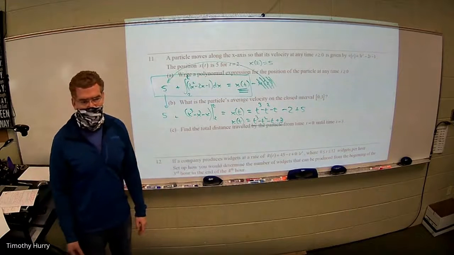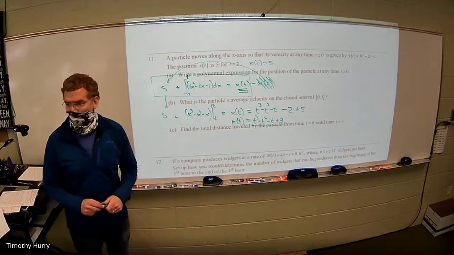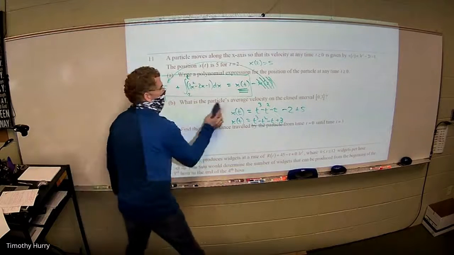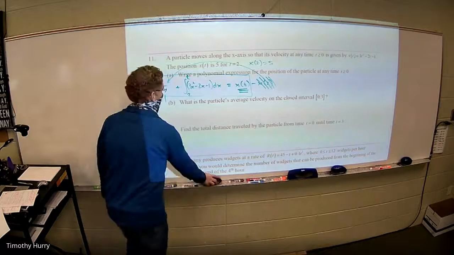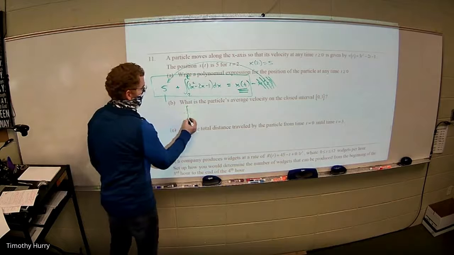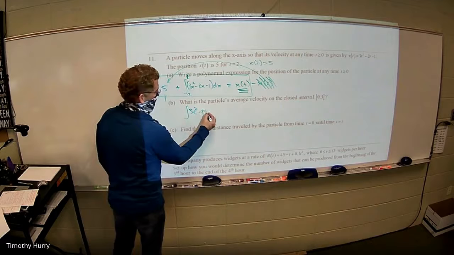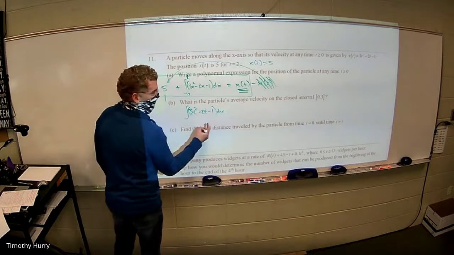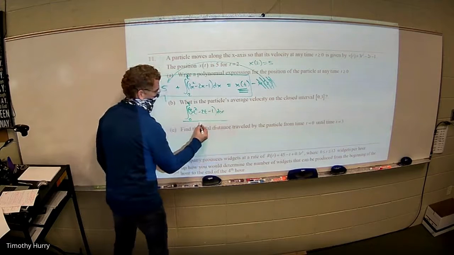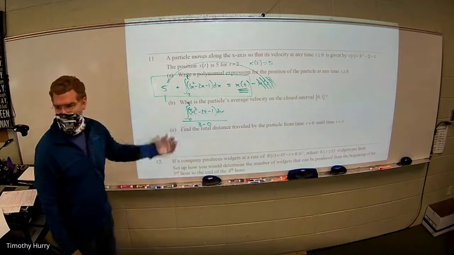Find the total distance. How do I find total distance? Oh, sorry. Yes. Find the average velocity, part B. How do I find average anything? Take the integral. You integrate that thing. So what is it? 3t squared minus 2t minus 1. Integrate that. It says on the interval from 0 to 3. And then what? Divide by 3 minus 0. That's your average velocity equation.